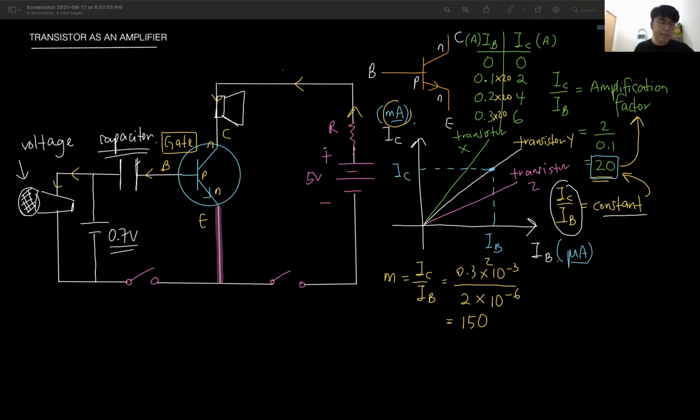So the function of the capacitor is to block the current. Because a capacitor does not allow the DC current to flow through. It only allows AC current. So that's why we put a capacitor there. If the question asks you, why is the capacitor there? What is the function of the capacitor? It is to prevent the current from flowing to the microphone. Okay, so the current will stay here. So that is one example of the amplifying circuit.